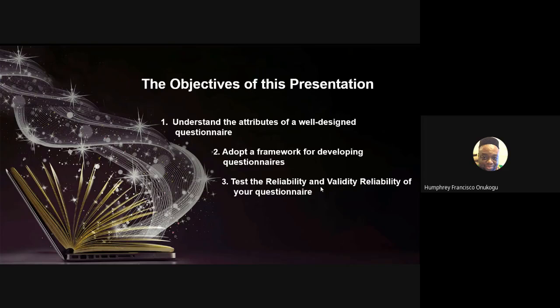Two is to adopt a framework for developing questionnaires. I'm hoping that at the end of the session, every participant would be able to adopt a framework and say, okay, this is how I want to go about designing my questionnaire. Finally, to look at the test of reliability and validity of the questionnaire.